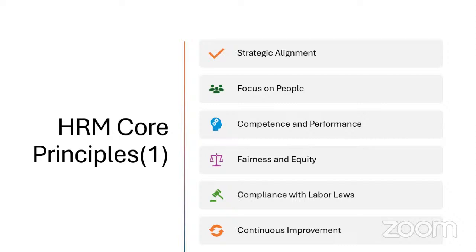Strategic alignment, make sure that you have the right people to suit into the organization for the purpose of achieving the organizational goals. People must be aligned to the organization. HR strategies must align with business strategies. That's what we're trying to say. A focus on the people. Make sure that you have the right people within the organization, people with the right competencies, the right attitudes, the right behaviors, and of course, the right mindsets.